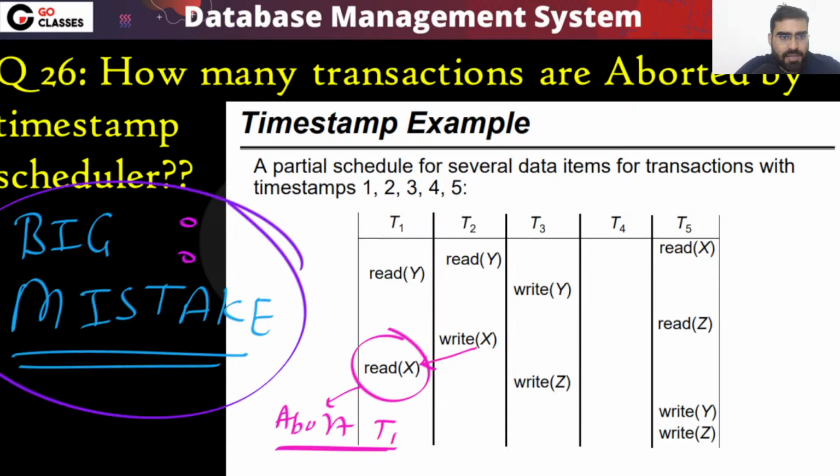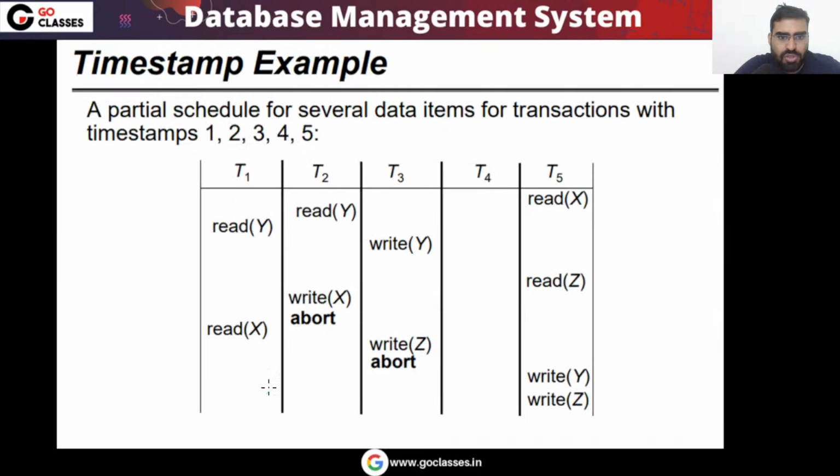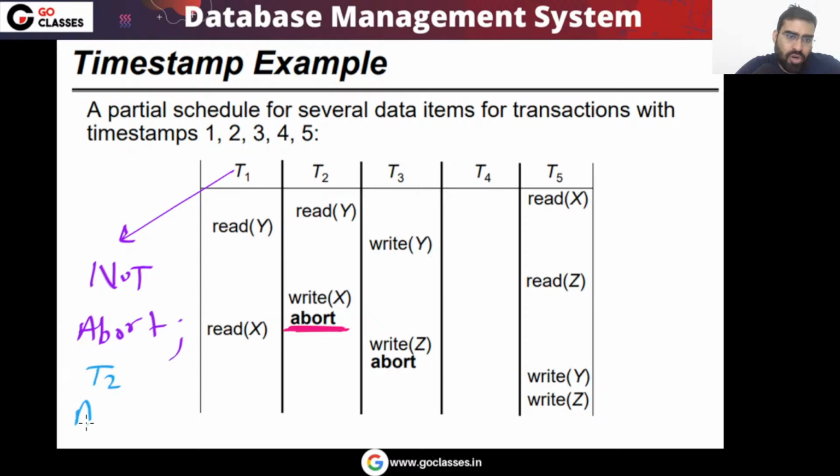There is no issue. So this is a big mistake if you go randomly, because in this question something beautiful is happening. What is that? Something beautiful, because this is not a problem, because it is already gone. Is this point clear? Let me know. This T2 is already aborted, so this T1 will not abort, because T2 already aborted.